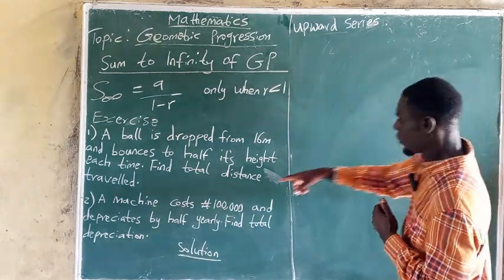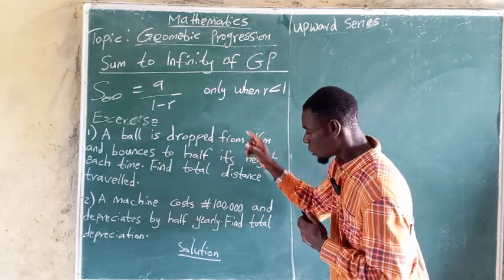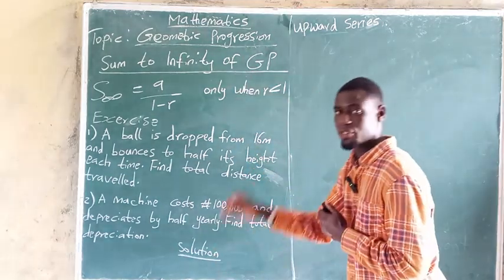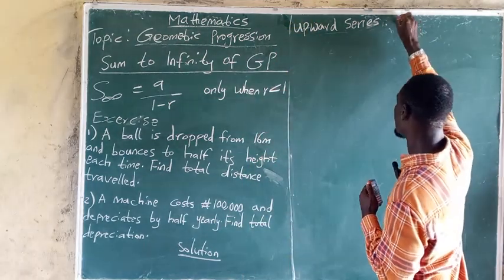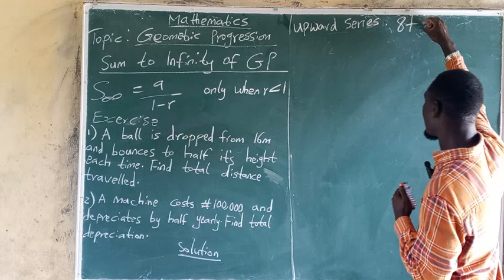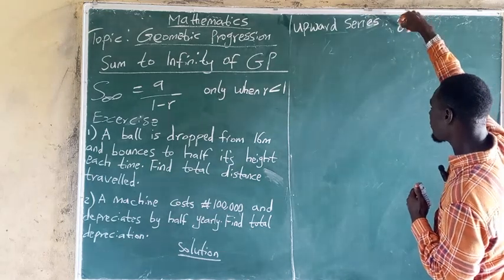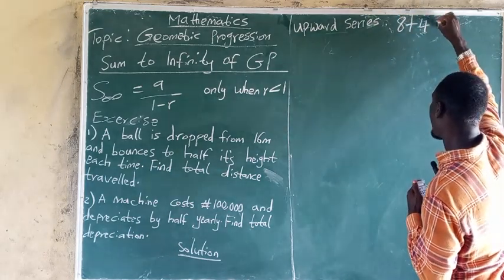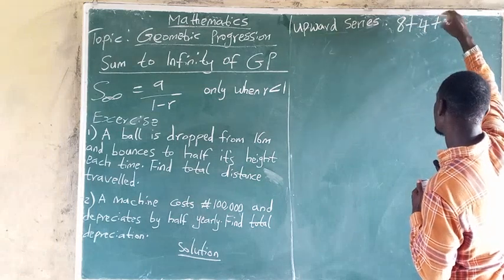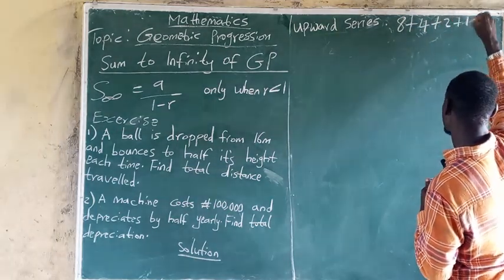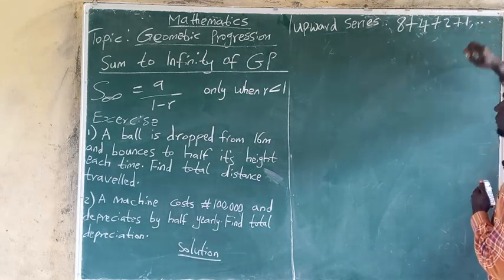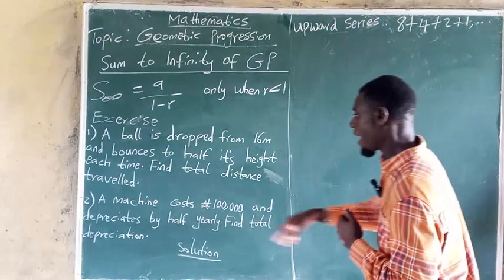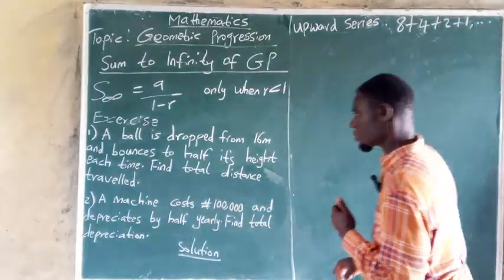Now what I mean is that you have 16 here. The total from this place to here, just assume it is 16. Now for it to bounce half of it will give you 8. Plus half of this one, the next bouncing, half of this 8 will give you 4. The half of this 4 will give you 2. The half of these 2 will give you 1, and it continues. So this becomes the series. So they want us to find the total distance traveled.